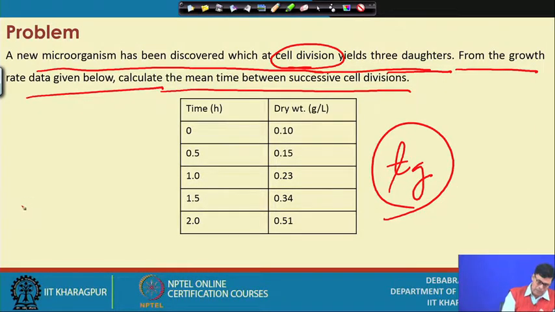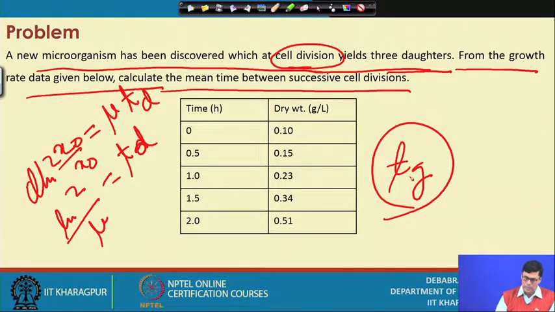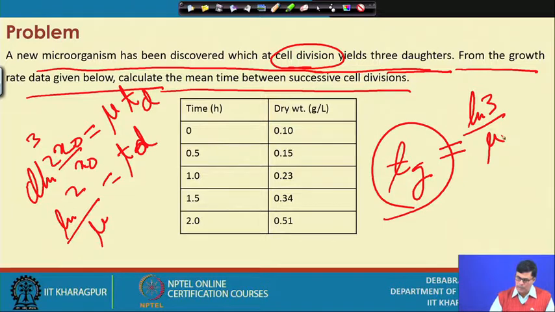Now, for the doubling time, what is the equation we have seen? ln x by x0 equal to mu into t. Am I right? Now, in the case of doubling time, this will be 2 x0. Then the equation will be ln 2 by mu, this will be equal to Td. Now, in the case of generation time, one cell produces 3 cells in one division. So, the equation will be a little bit different: ln 3 by mu. Am I right?